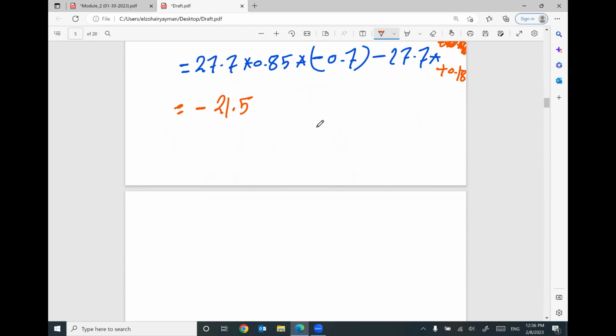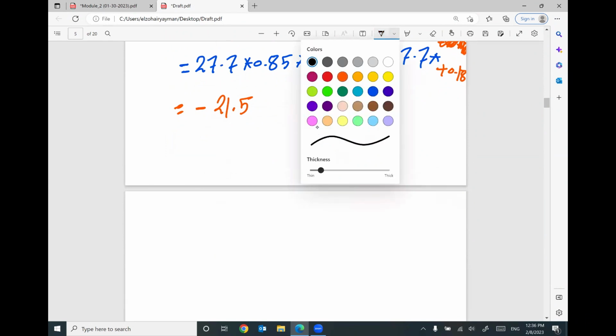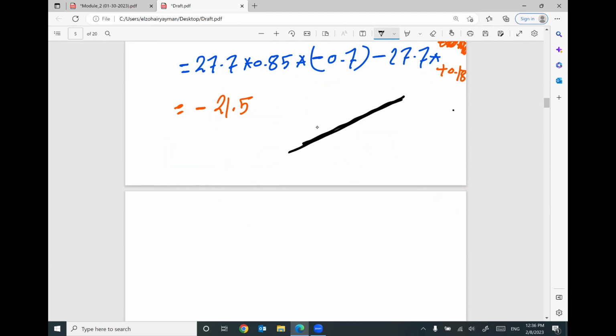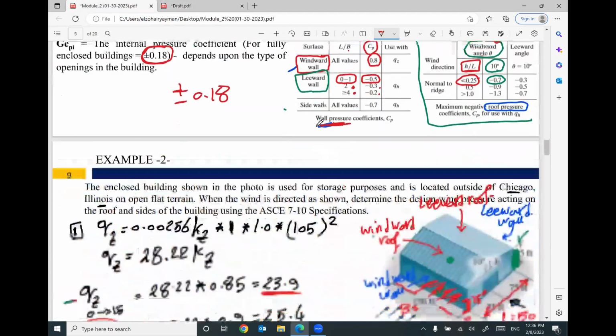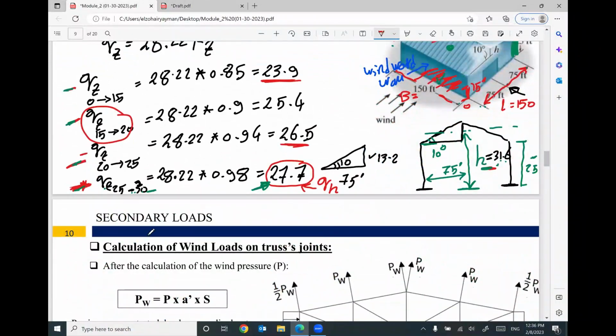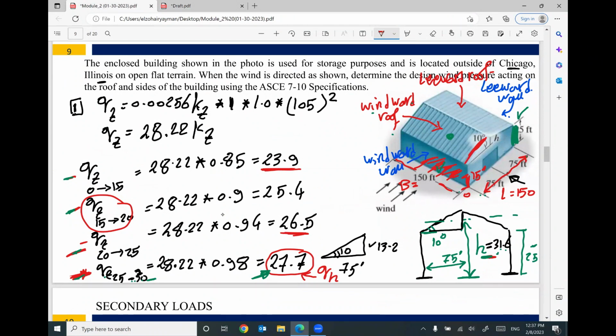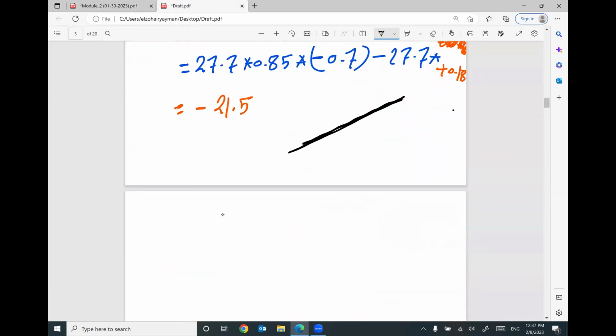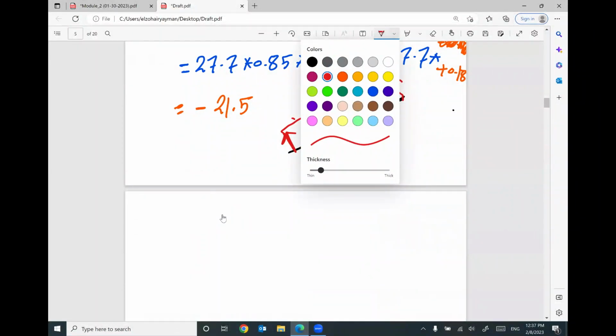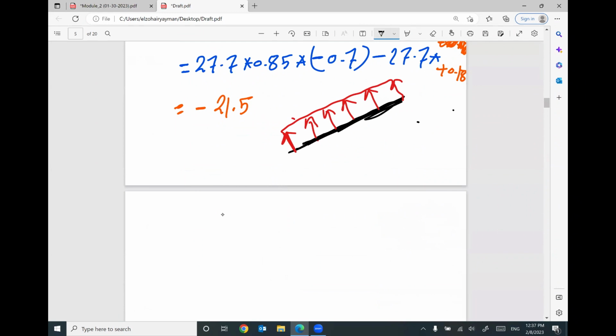That means your windward roof, which is this one, represents this side of the roof. We will have pressure suction like this. Suction means the air is coming out from the roof. And your value equals 21.5 pounds per square feet.